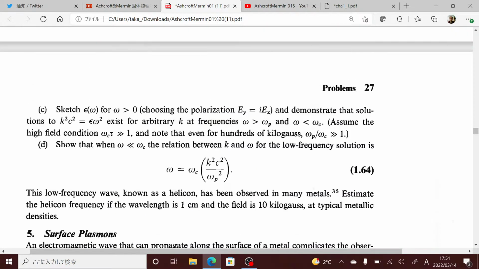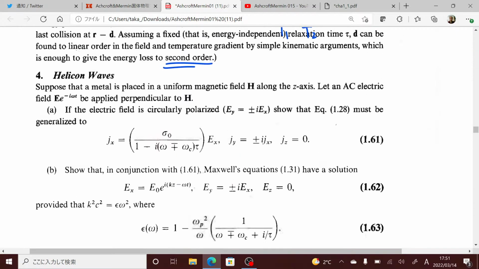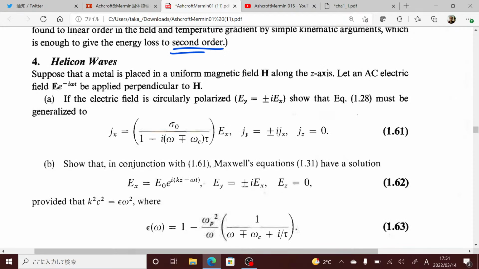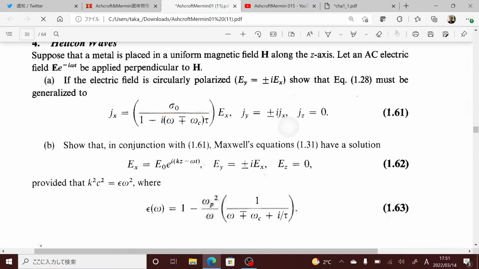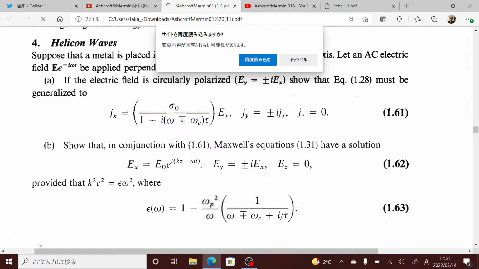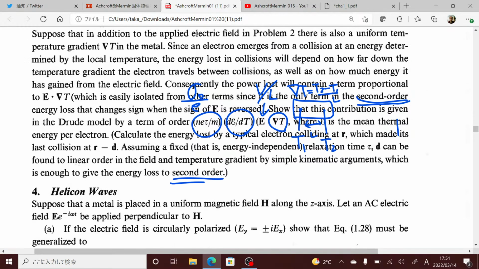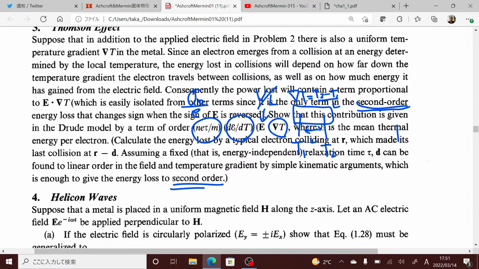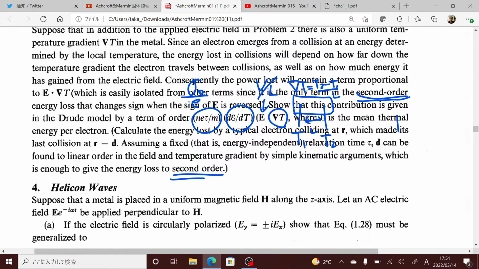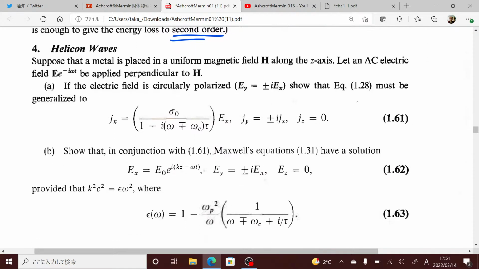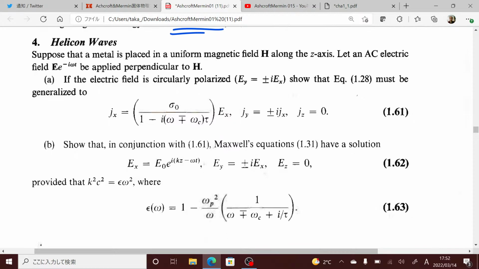Number 4. Oops. Anyway, okay. So I will try to do the next problem next time. Okay, see you.